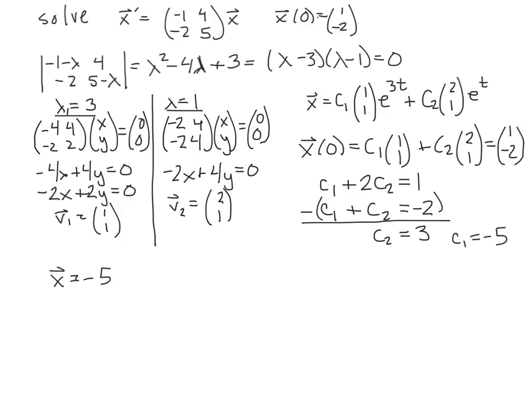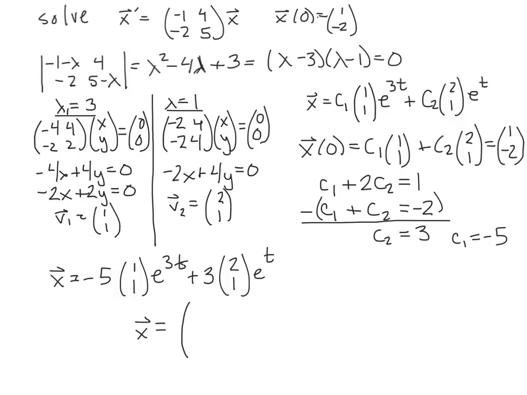C1 was negative 5 times 1, 1, e to the 3t, plus, this is all I wanted, I wanted a 3 in there instead of C2, times 2, 1, e to the t. Okay, one more step. My very last step is that I want to write this all as one vector.